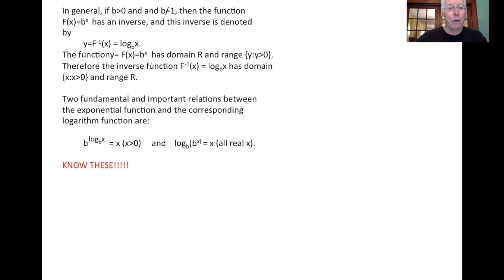And the two fundamental relationships linking these, we saw these in the last slide with 5 instead of b, are b to the log base b of x equals x. This is because log base b of x is the power you have to raise b to get x back. And x is only positive because we can only get positive answers out of the exponential.